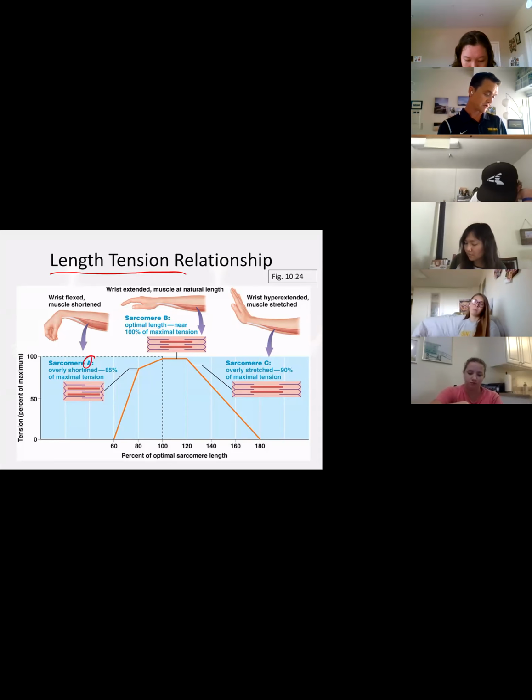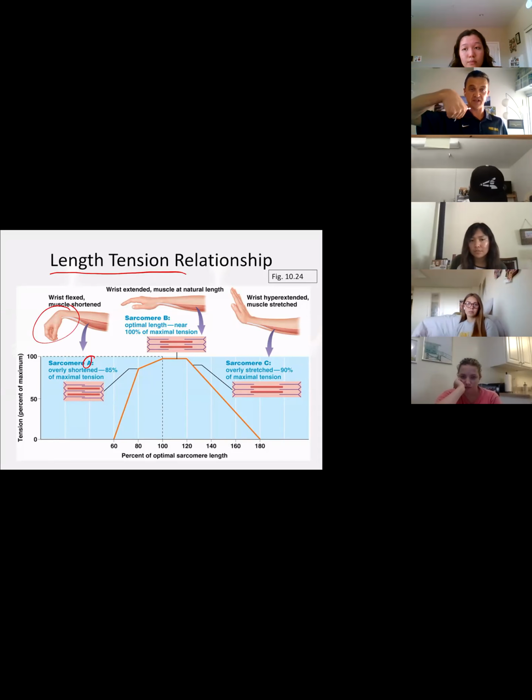So if we think about sarcomere A, this would be one that's already fully shortened, and this one's using the wrist muscles, like doing wrist flexion instead of the elbow flexion, but it's using the wrist muscles.